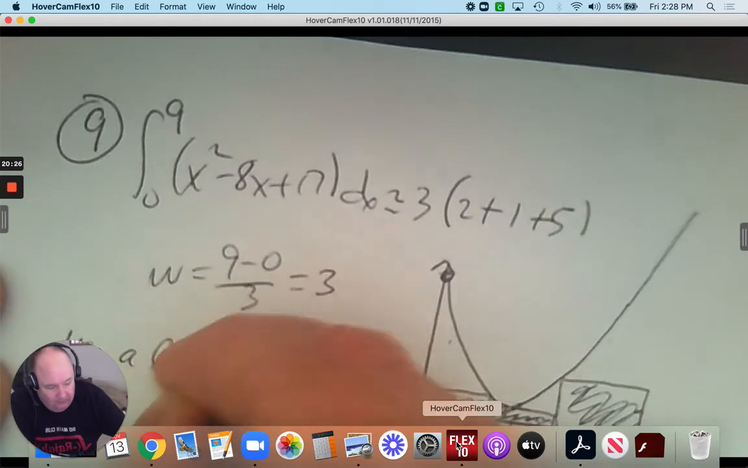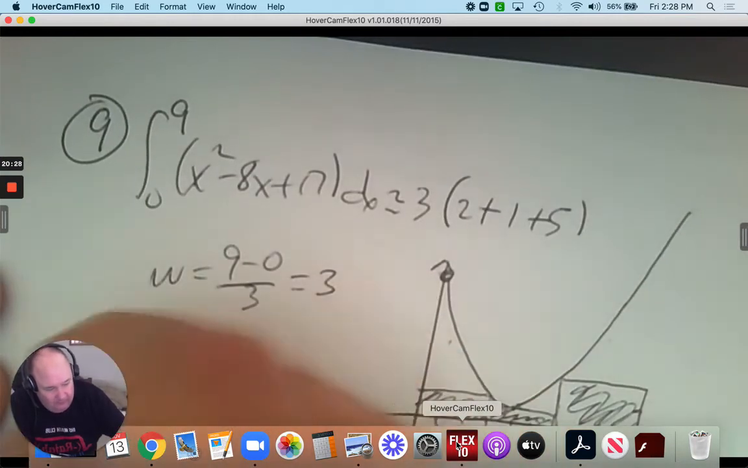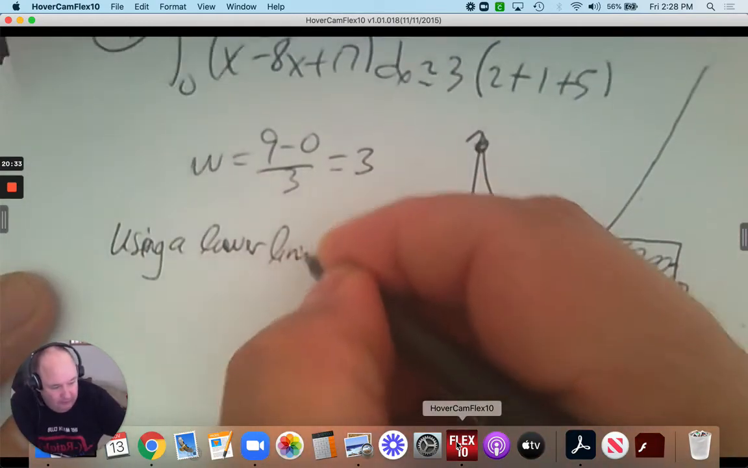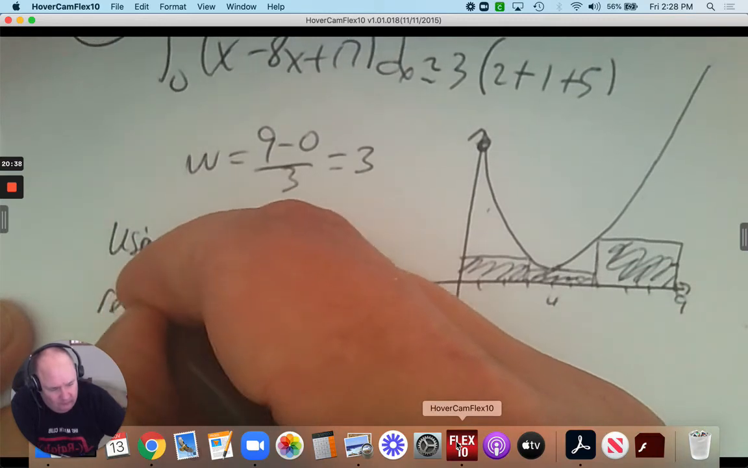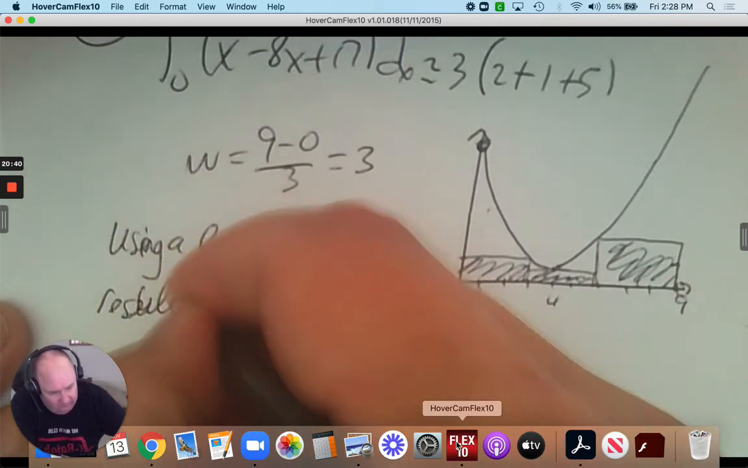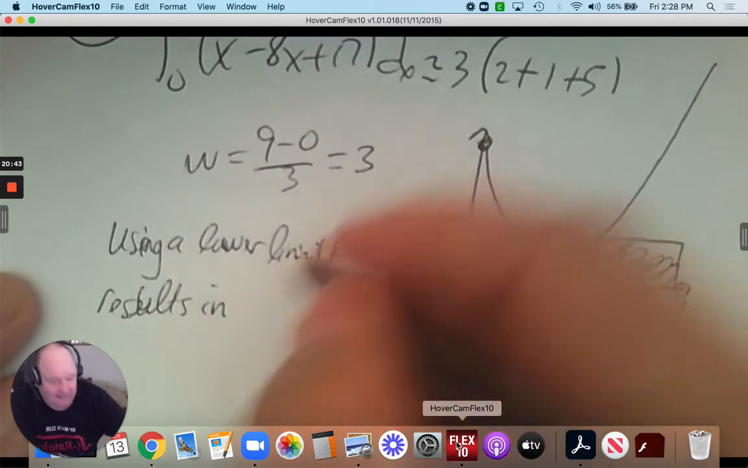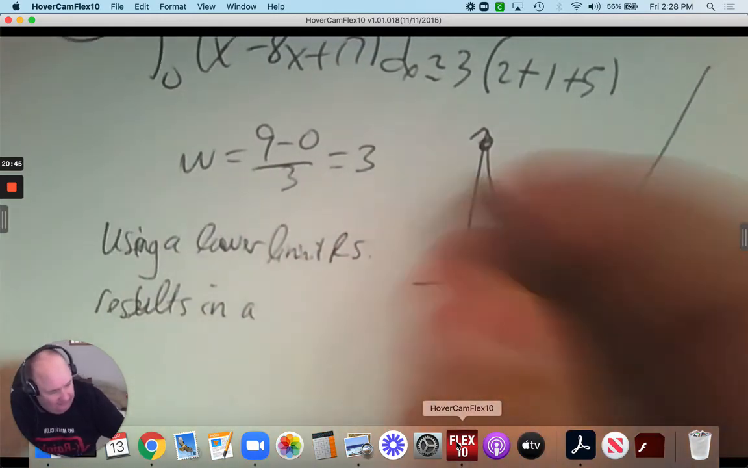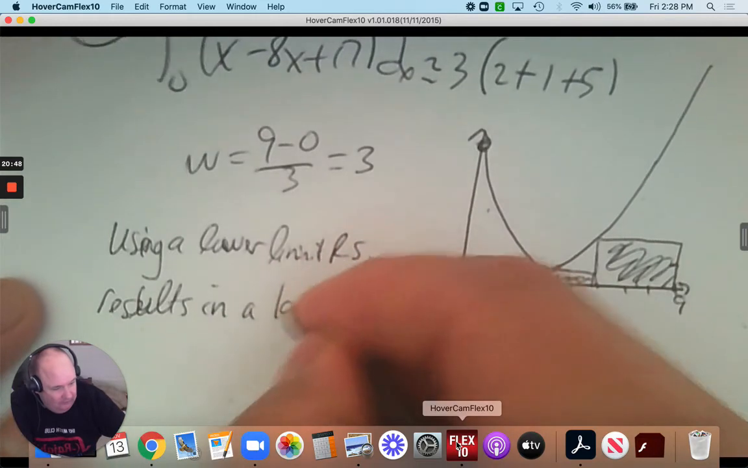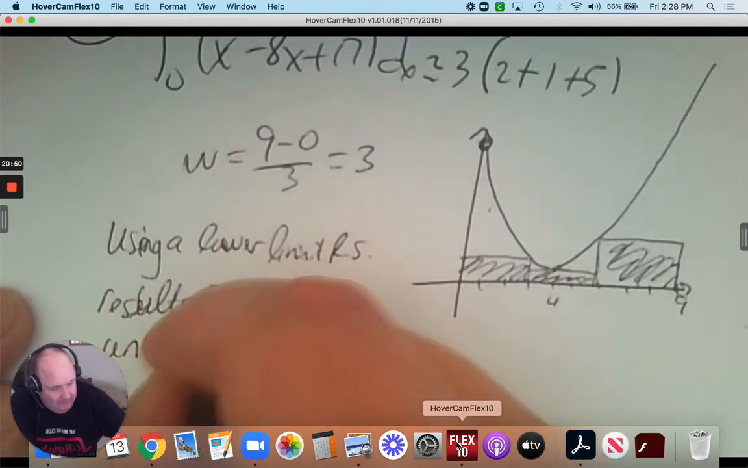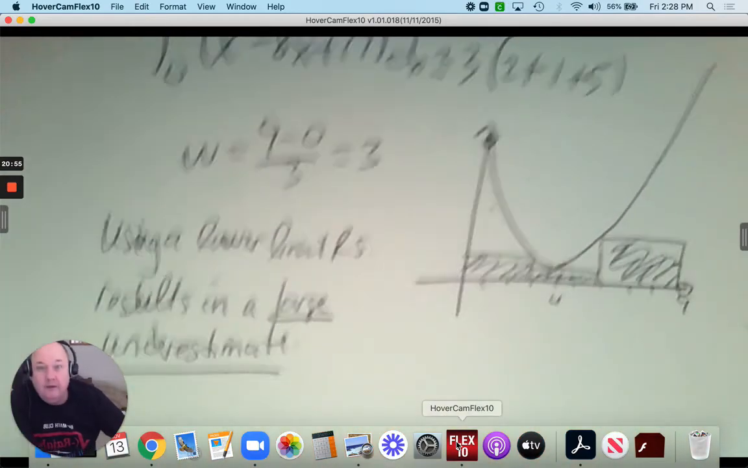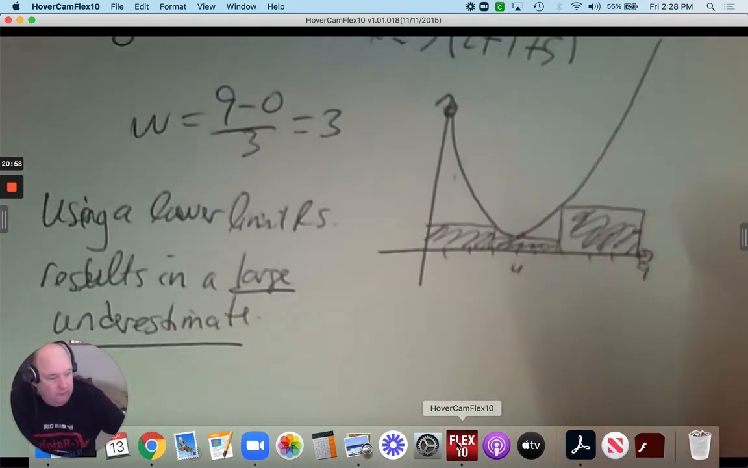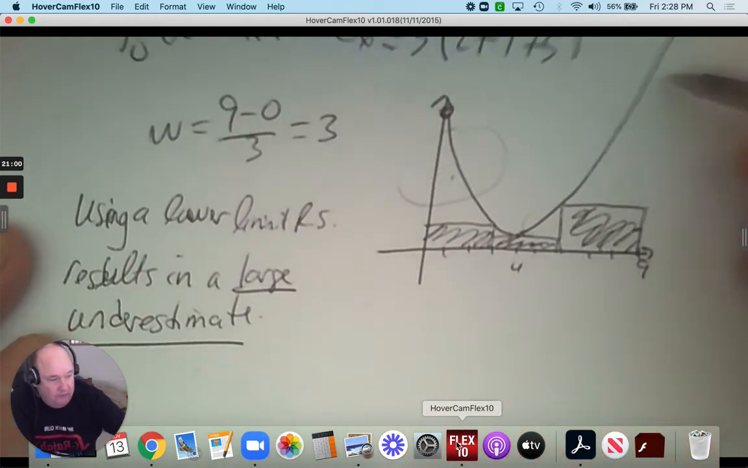It's called a lower limit Riemann sum. So using a lower limit Riemann sum results in a large underestimate. So the underestimate is really large. There's a lot of gaps here, so it's not even close to the right answer, right?